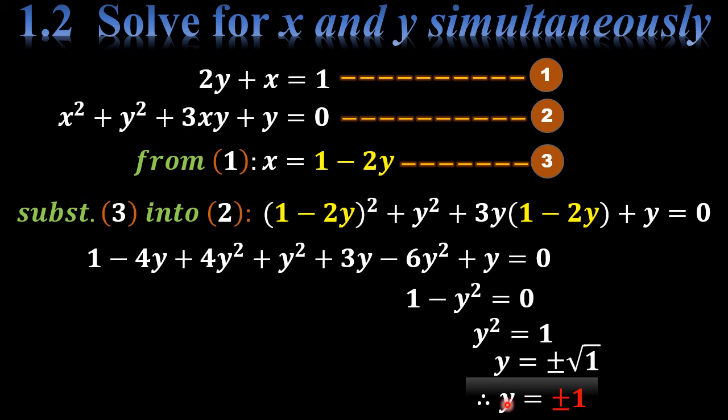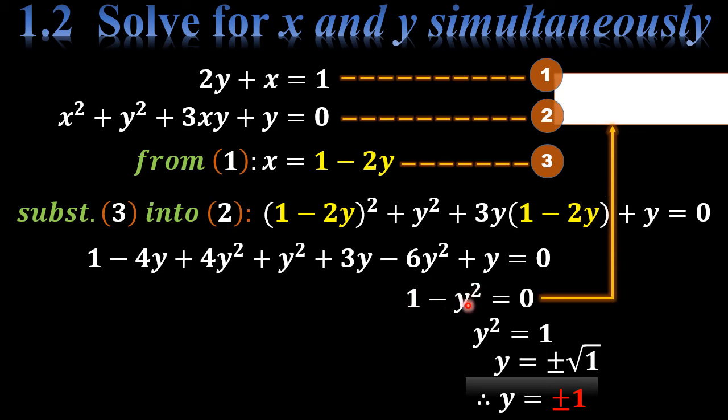But if you don't want to solve it in this way, you can easily factorize here, because this 1 is the same as 1 squared. This is the difference of 2 squares. Then you can actually factorize 1 minus y squared, it will be 1 minus y into 1 plus y, which is equals to 0. Therefore, y will be equals to 1, or y is equals to minus 1, which is the same as what you are having here.